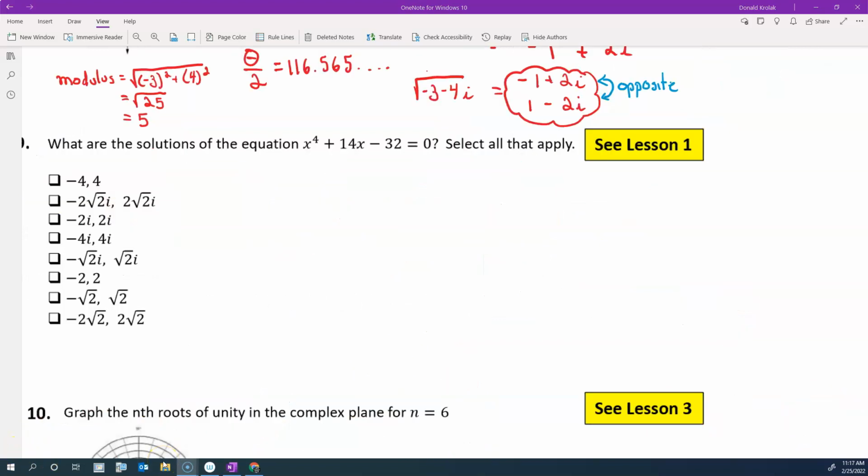What are the solutions to this equation? First thing, there's a typo right here. So you're going to add a square on that x. Okay, and we want to find the roots to this. So we know that it's going to have 4 roots.